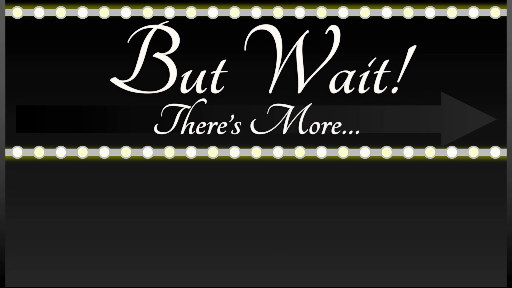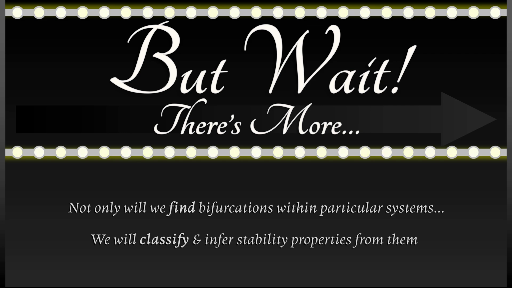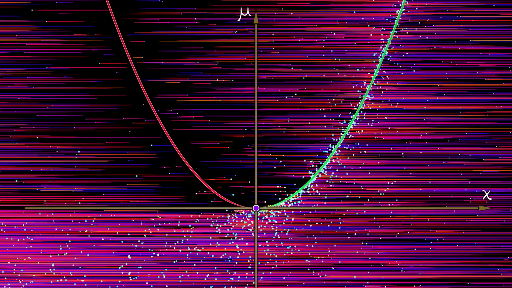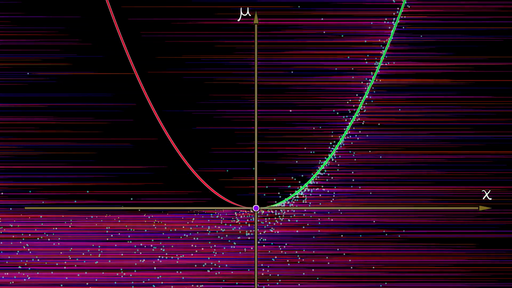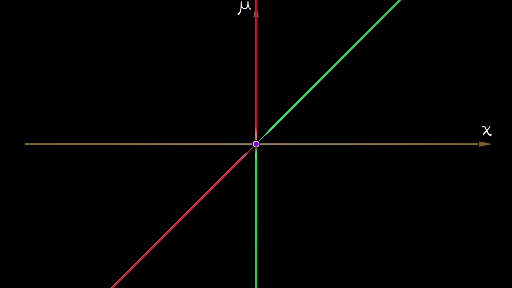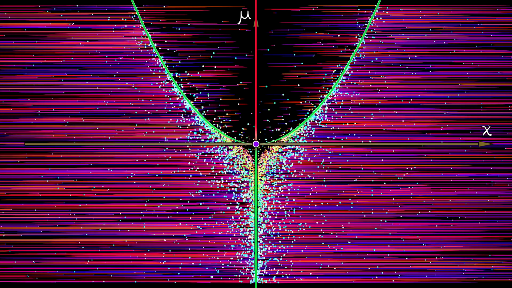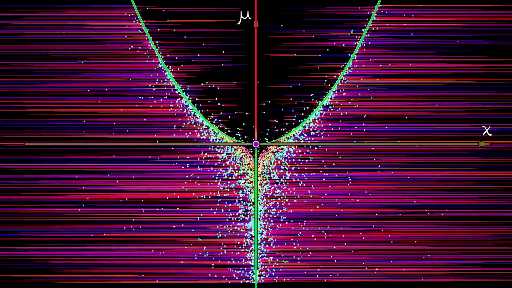But wait, there's more. Not only are we going to find particular bifurcations within certain dynamical systems, we're going to work towards classifying what types of bifurcations can happen. That is going to be really interesting. We're going to see patterns emerge where the same types of loss of stability or gain of stability can happen between different sorts of systems.